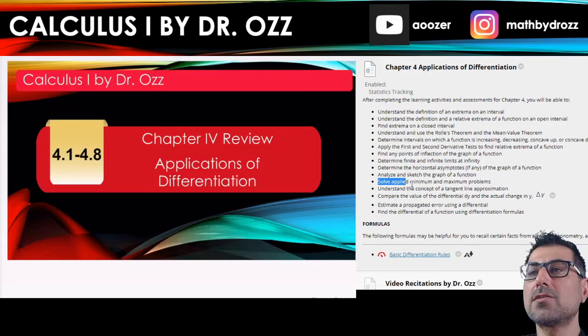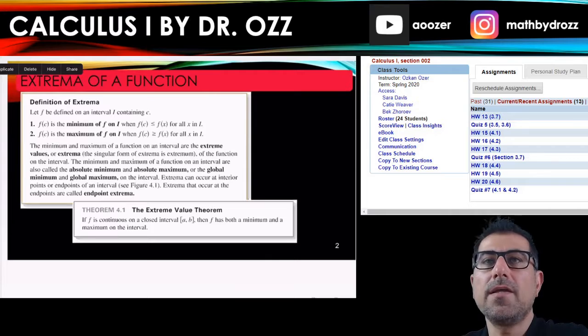I skipped the section about applied maximum and minimum problems, but we still kept the concept of tangent line approximation and differentials idea. And we also had a few applications on the estimation of a propagated error using a differential, and finding a differential of a function by using the differentiation formulas. And here's the website we use, so side by side you can go through certain concepts together and then check out the homework problems associated with those.